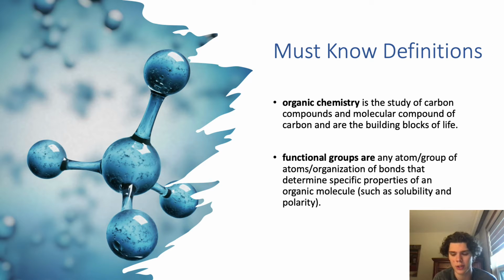I'm also going to be making sure that you thoroughly understand priorities when naming, the reactions to form some of these functional groups, as well as multi-step reactions. Firstly, I'm going to go over a few must-know definitions, such as organic chemistry, which is the study of carbon and molecular compounds that are building blocks of life, and functional groups, which are any group of atoms or organization of bonds determined by specific properties of an organic molecule, so things such as solubility and polarity.